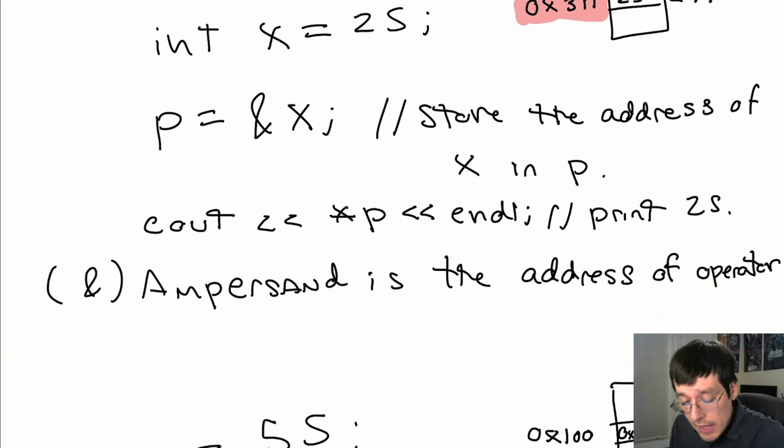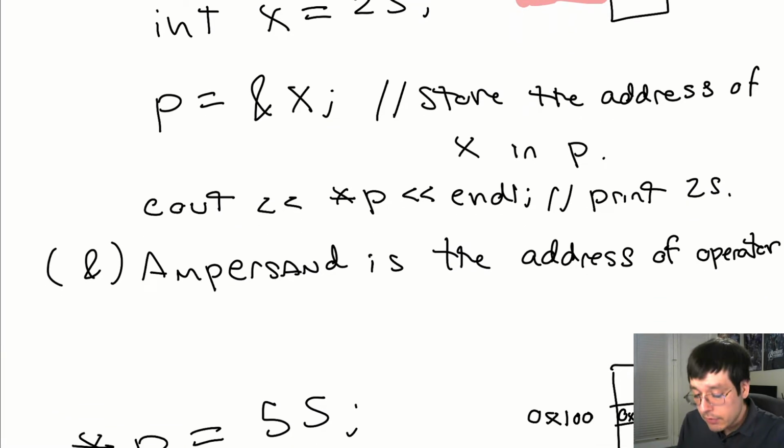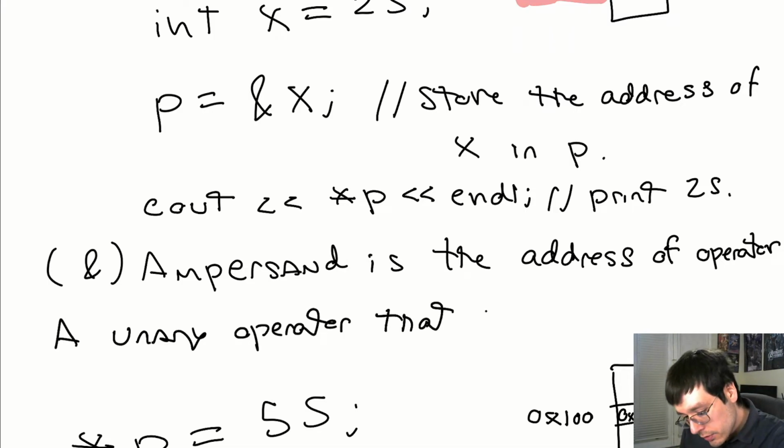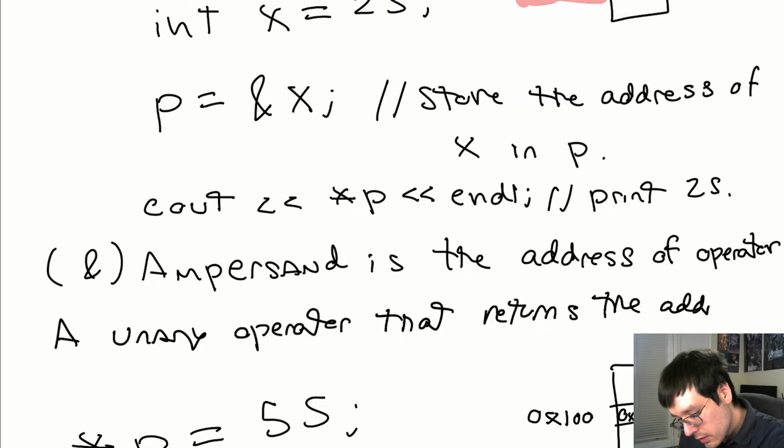Then you have the address of operator, okay? The address of operator is going to allow you to find out what the address is, not the reference, of a variable that you pass in. So in this case, the address of X. In other words, I should write it here: the ampersand is a unary operator that returns the address of its operand.